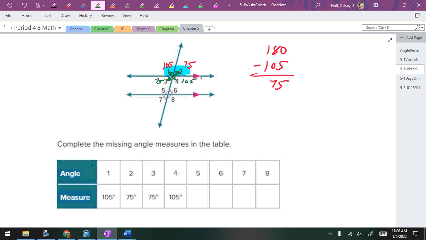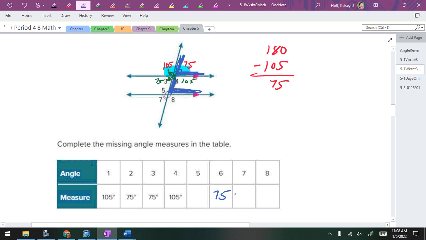But why? You got to use angle relationships. What angle relationship allows that to happen? Which ones? What angles are corresponding? 2, 6, 4, 8. Okay, 2 is corresponding to 6. Agreed? You have your upside down F. And corresponding angles are equal. So that means angle 6 is 75 degrees.